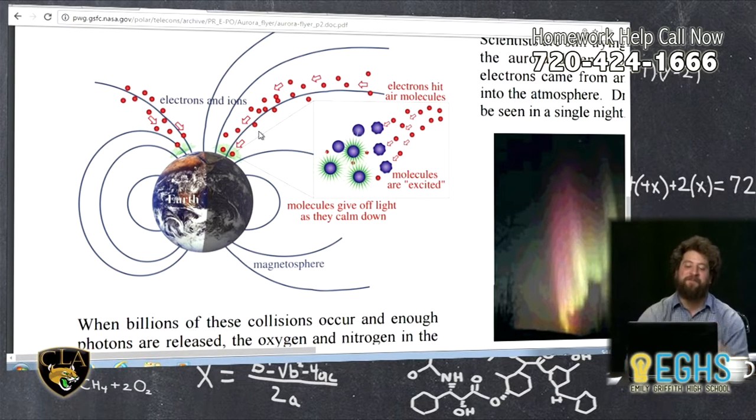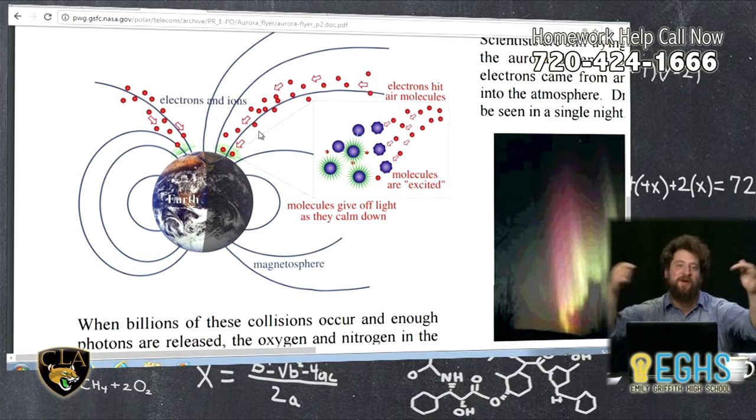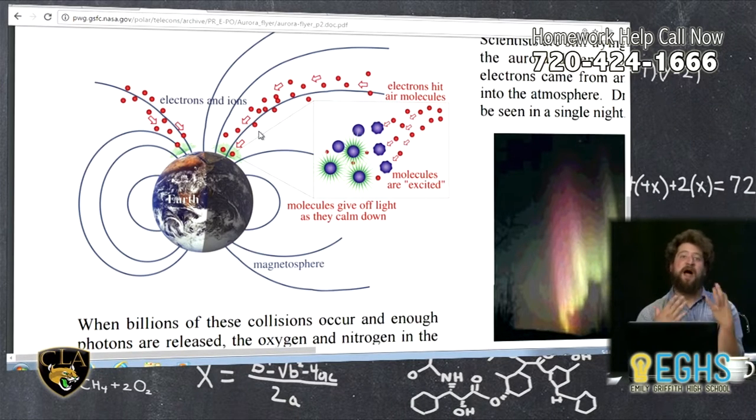And so as these electrons and ions come toward the northern pole of the Earth, they start knocking into the gases in our atmosphere. And the most common gas in our atmosphere is not oxygen, but nitrogen.